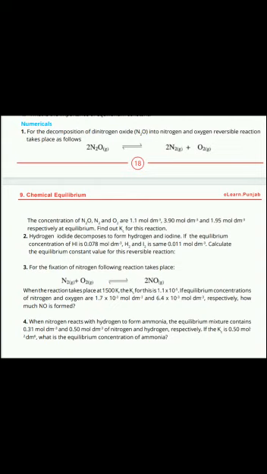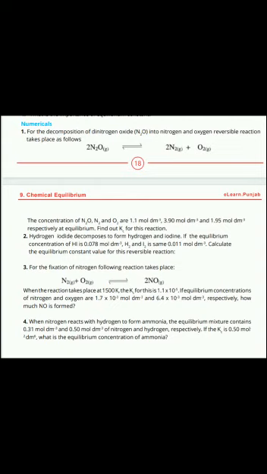Similarly, question number 3 and question number 4. In question number 4, when nitrogen reacts with hydrogen to form ammonia, nitrogen and hydrogen are reactants. They form ammonia. Ammonia is product. N2 plus 3H2 reversible reaction 2NH3. In this way, you will write the equation.